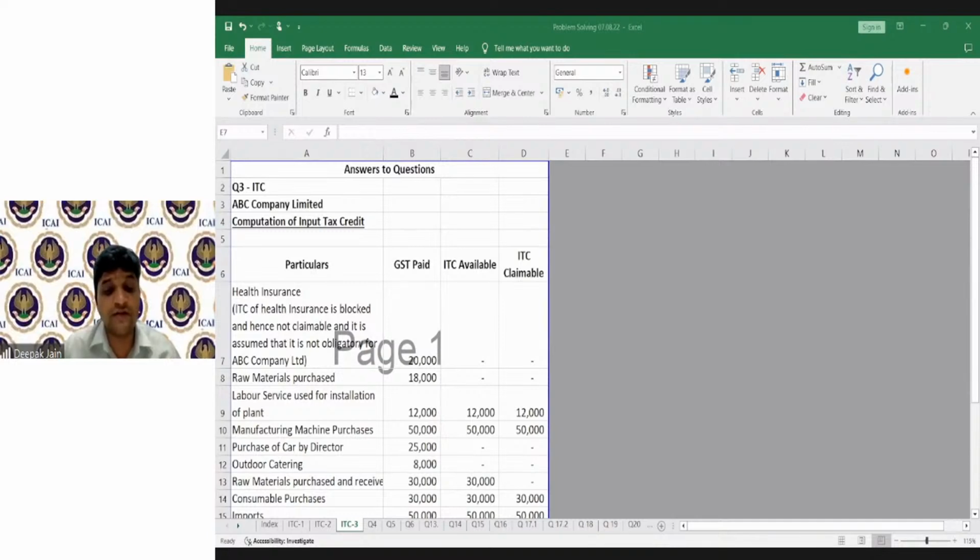Outdoor catering, if provided by business authority, then claimable? No. Even if outdoor catering is provided by business authority, it involves supply of food. And any kind of supply of food is blocked credit. We cannot claim it.